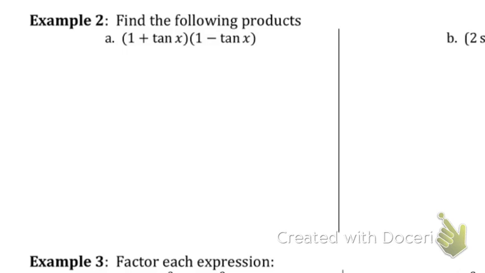So we have a binomial times a binomial. But this is a nice binomial. It is 1 plus tangent, 1 minus tangent. We have done this a lot. This is a minus b times a plus b. So it's just going to be a squared minus b squared, so that's just going to be 1 minus tangent squared x. The quicker you recognize that, the easier life is.